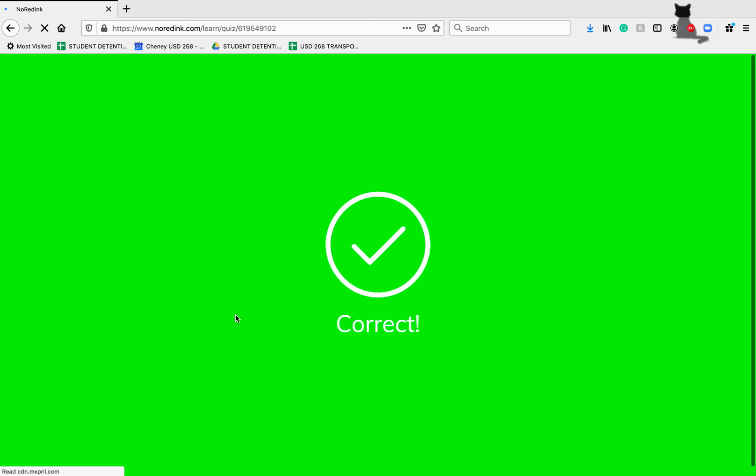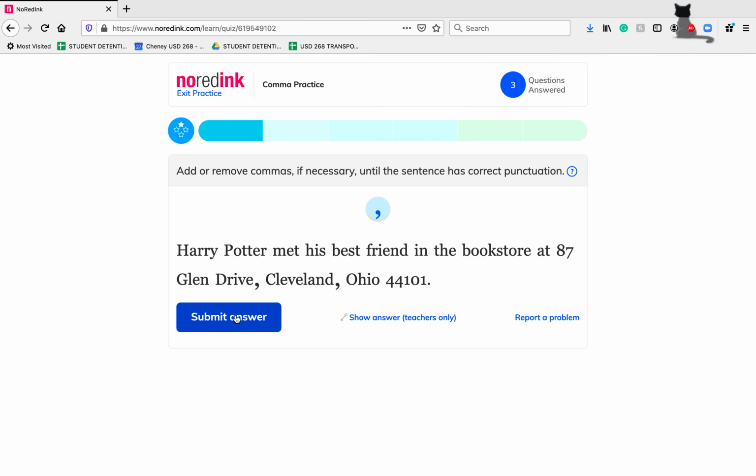We'll do one more. Harry Potter met his best friend in the bookstore at 87 Glen Drive, Cleveland, Ohio, 44101. So we've got street number, street, comma, city, comma, state, no comma, zip code. So this one's actually already correctly formatted for us and we don't need to do anything.